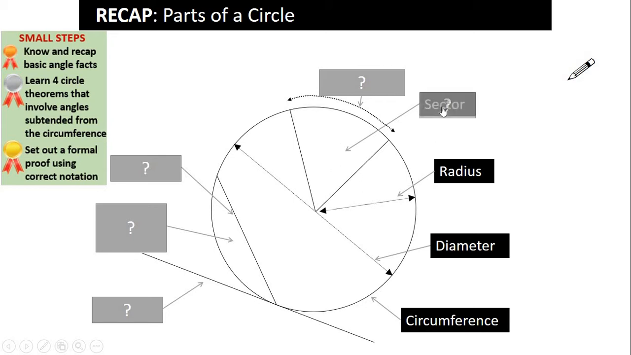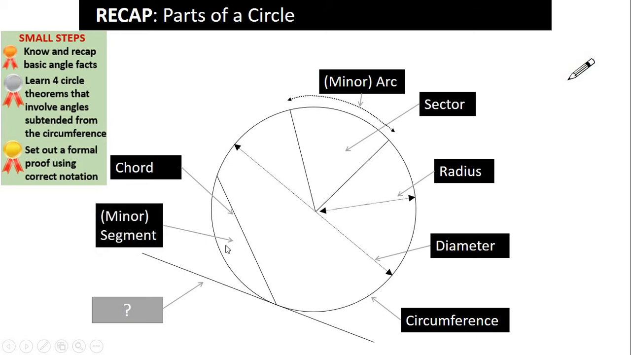Here, we have a sector. Here we have an arc. This is the minor arc because this part of it would be the major arc. Same with the sector, the other part would be the major sector. This line across here is a chord.